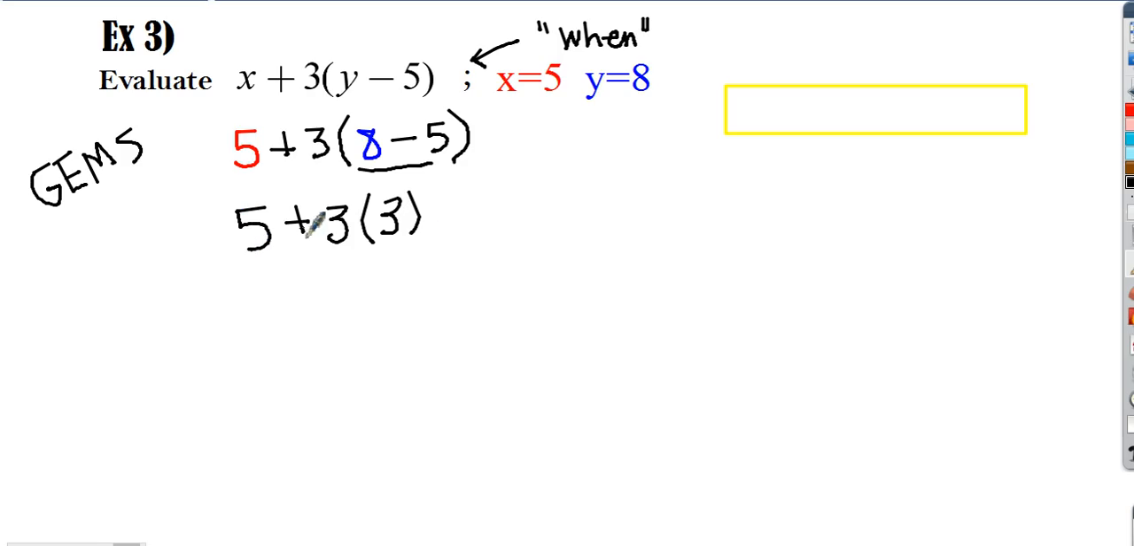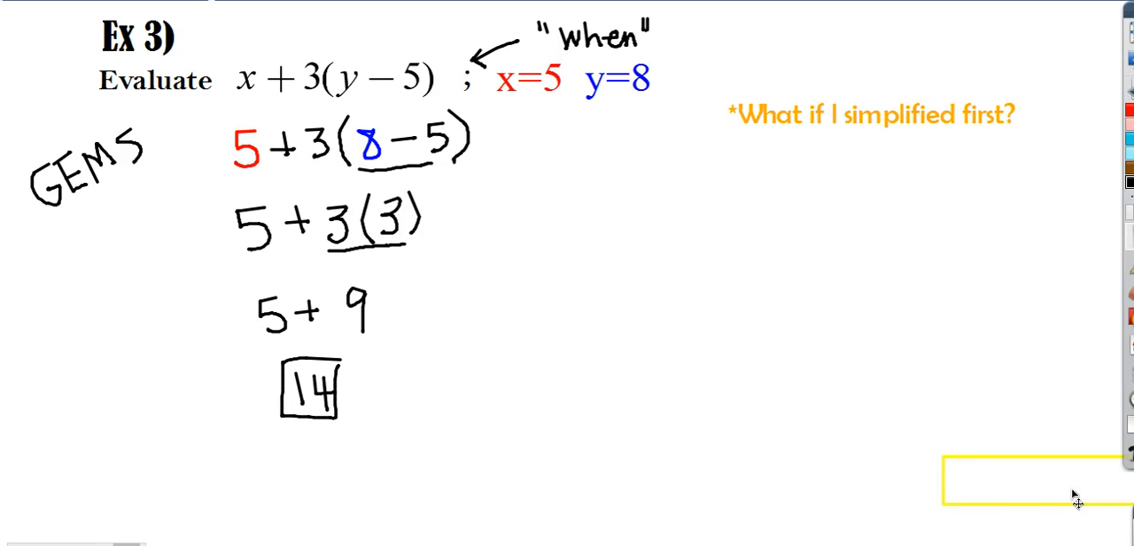And now we have addition, and this is multiplication. We need to do multiplication before addition. Yes, and 3 times 3 is equal to 9. So we now have 5 plus 9, which is equal to 14. Now we're going to simplify this one more time first.